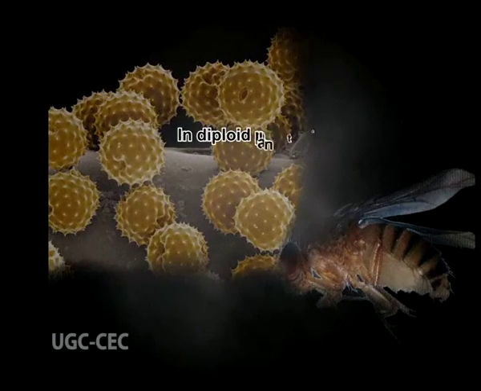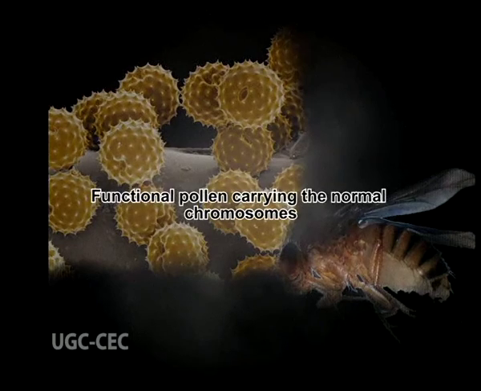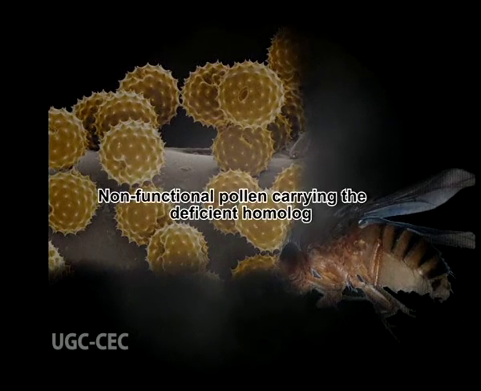In other words, sperm seems to function to some extent regardless of their genetic content. However, in diploid plants, on the other hand, the pollen produced by a deletion heterozygote is of two types. Number one, functional pollen carrying the normal chromosome, and number two, non-functional pollen carrying the deficient homolog. Thus, pollen cell seems to be sensitive to changes in amount of chromosomal material.